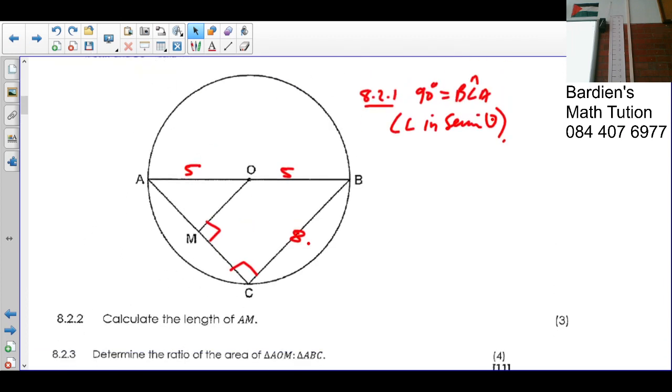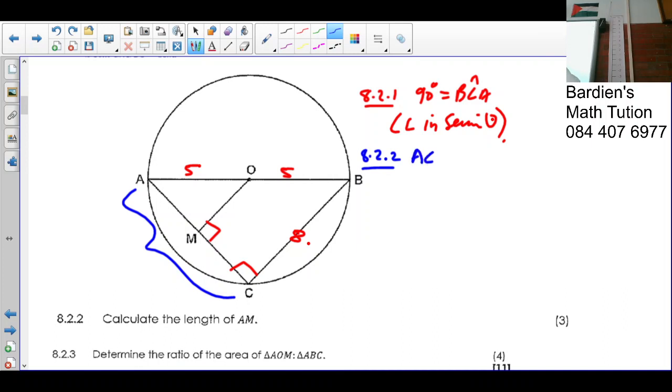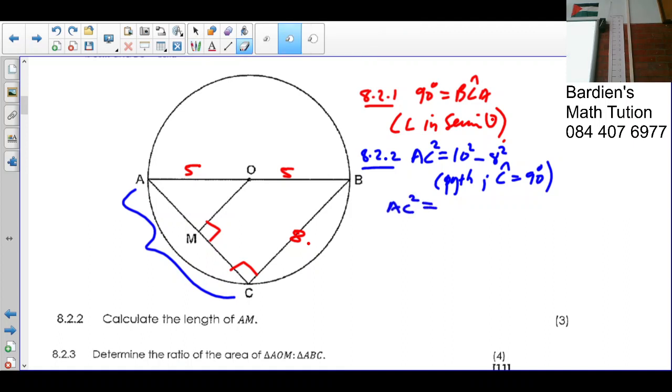Right. 8.2.2: calculate the length of AM. How do you calculate AM? Pythagoras. You all agree with that? But at this point, you can calculate AC first. So 8.2.2: AC squared is equal to 10 squared minus 8 squared. Your reason? Pythagoras with angle C equals 90. Remember, we're busy with geometry now. Everything needs a reason. So AC squared is equal to 36. The square root of 36 is 6.